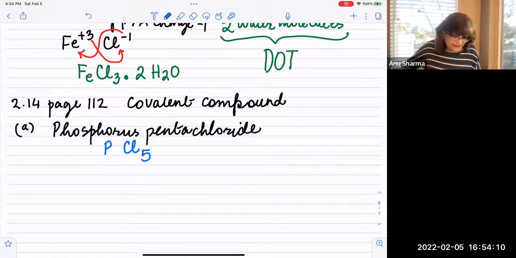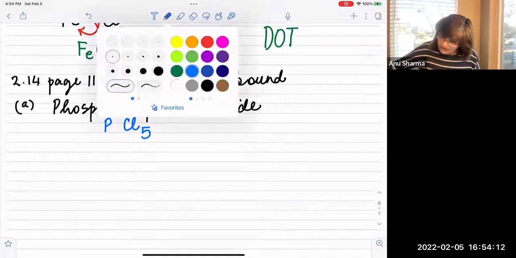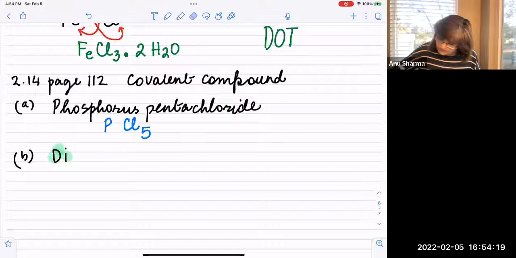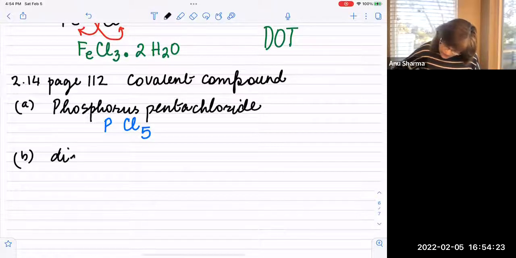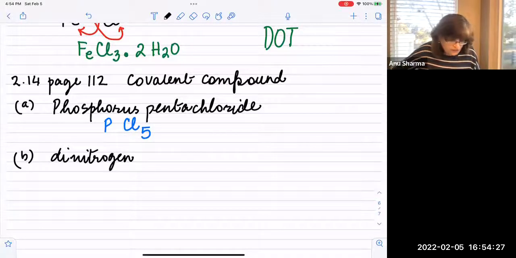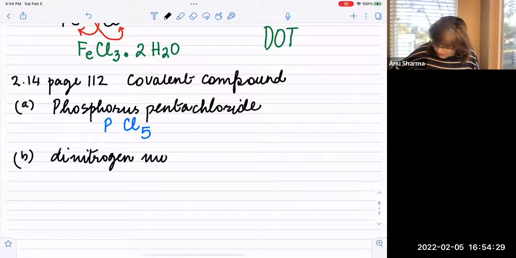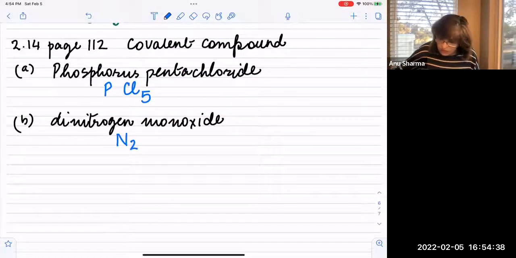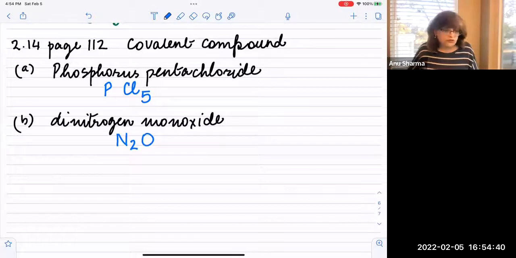Next is dinitrogen monoxide. In this case, dinitrogen means 2 nitrogens. Monoxide means just 1 oxygen, like that.